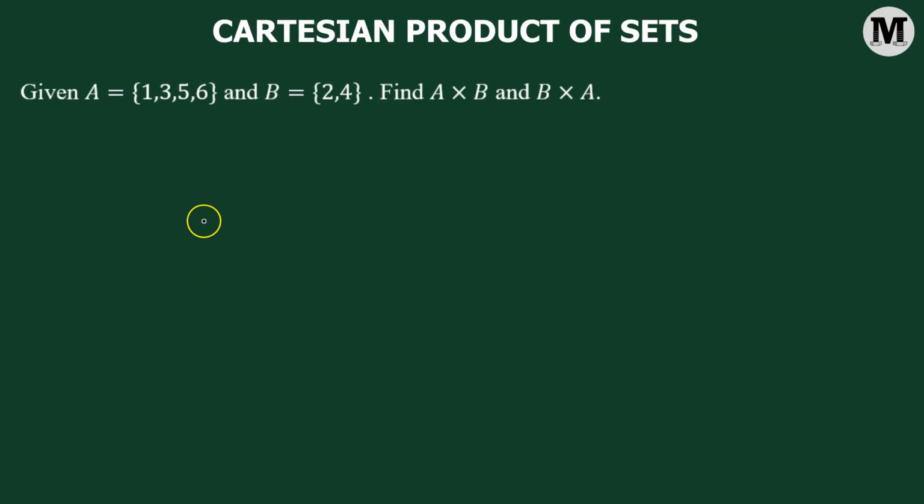So here we are provided with two sets A and B. We need to find out the Cartesian product of A and B as well as B and A. Okay, let us begin. So here we have two sets. So let's note down the two sets.